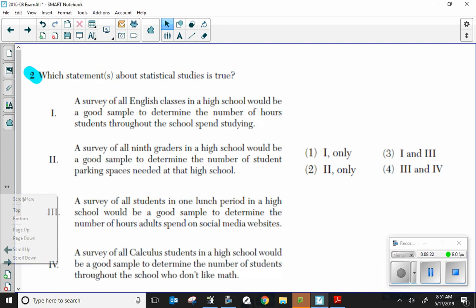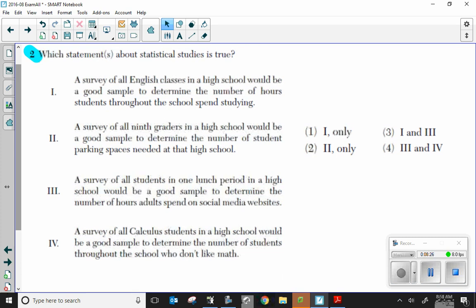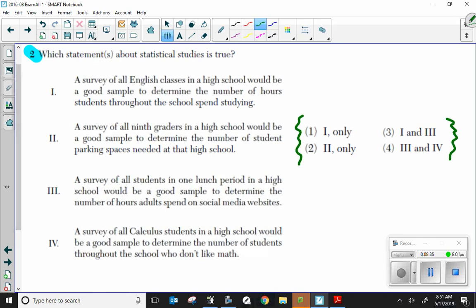It says which statement or statements about statistical studies is true. All right, so first of all, I'm not circling these Roman numerals. These are the 4 statements. These are my choices for anything that's right or wrong, okay? So 1 says, a survey of all English classes in high school would be a good sample to determine the number of hours students throughout the school spend studying. I like that one. That's a good one.